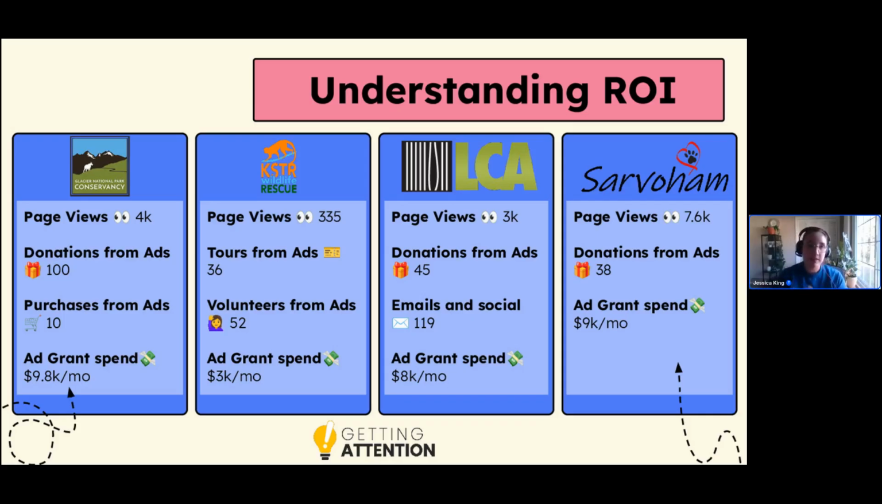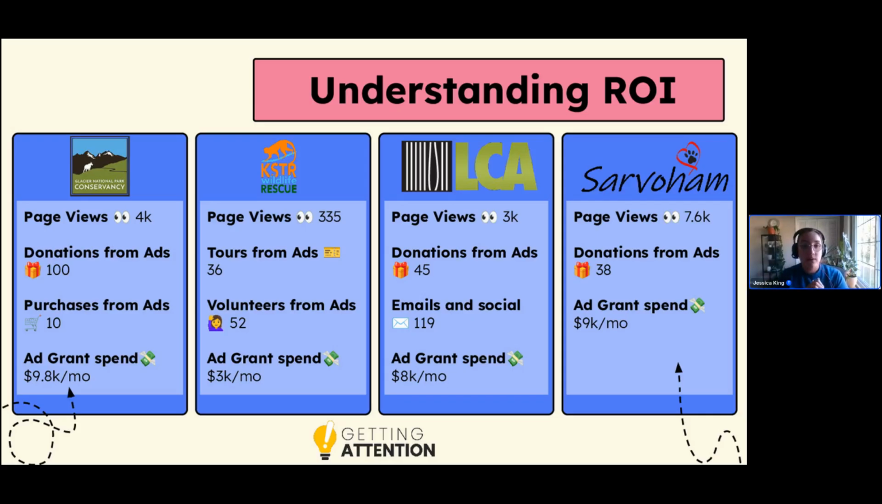So I've highlighted a couple of examples that I think are useful just to elucidate the range of successful outcomes you can get with the Google Ad Grant. One of our clients, Glacier National Park Conservancy, is a big and sort of well-known organization. I'm not sure, to be honest, how well known the Park Conservancy itself is, but certainly Glacier National Park is a well-known institution, at least in the US. In a typical month, they will get around 4,000 page views from their ads and about 100 donations. They might get about 10 purchases to their store, and they tend to spend the vast majority, if not sometimes a little bit more than that, of the 10,000 per month. So they're spending about 98% of the grant month to month.